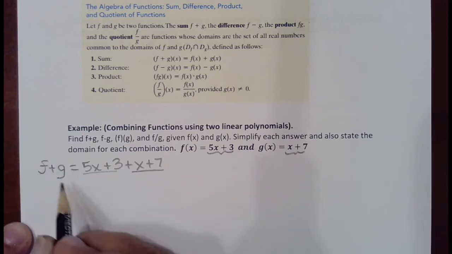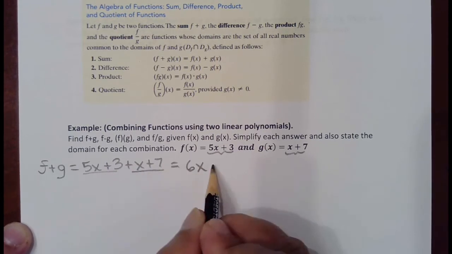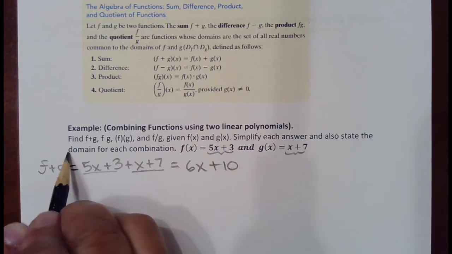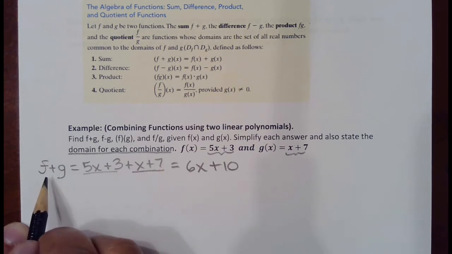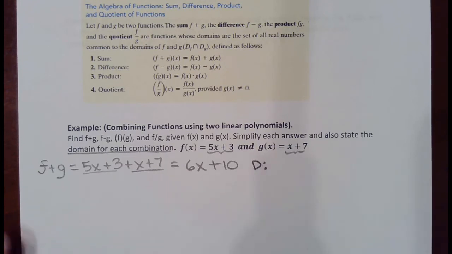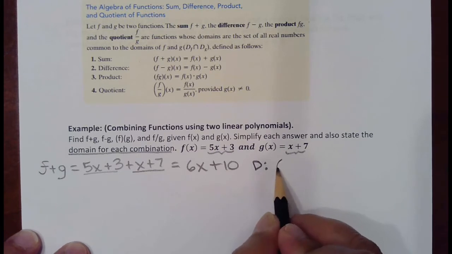Simplify it. 5x and 1x is 6x. 3 and 7 is 10. And then you're going to be asked, what is the domain for each combination? We've performed the combination of creating a sum. The domain is all real numbers, because the only domains that have restrictions in them, as you have seen throughout this worksheet, throughout this outline, are fractions or radicals. They have restrictions, values that are not allowed, but not a polynomial like this. This can be anything from -infinity to infinity. You're allowed to use any number on the entire number line. That's what it means, -infinity to infinity.